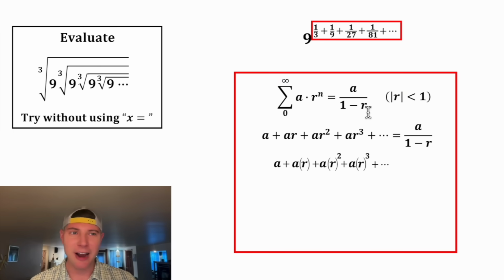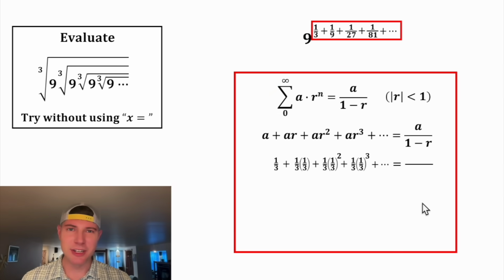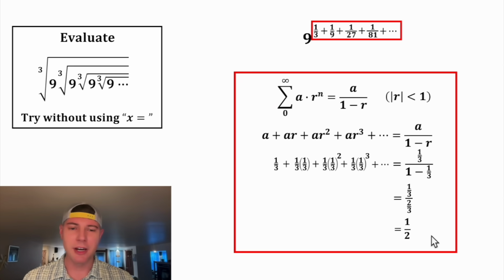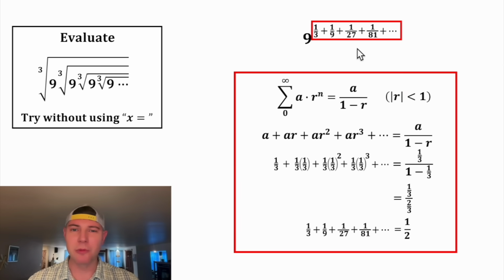So let's plug in our values. For each of these a's, we can plug in 1/3. And for the r's, we can plug in 1/3. And now we know this infinite sum. A is equal to 1/3, and then we're going to do 1 minus, and the r is equal to 1/3. This will simplify to 1/3 over 1 minus 1/3 is 2/3, and 1/3 divided by 2/3 is equal to 1/2. And this is our infinite sum exponent simplified. So in the place of this exponent, we can plug in 1/2.